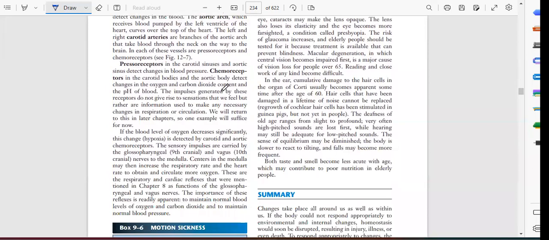Pressure receptors in the carotid sinus and aortic arch detect changes in blood pressure. Chemoreceptors in the carotid bodies and the aortic body detect changes in the oxygen and carbon dioxide content and the pH of blood. The impulses generated by these receptors do not give rise to sensations that we feel, but rather are information used to make reflex changes in respiration or circulation. We will return to this in later chapters.